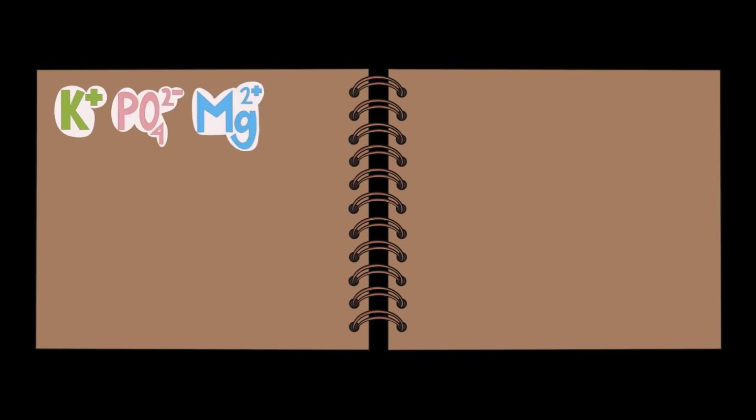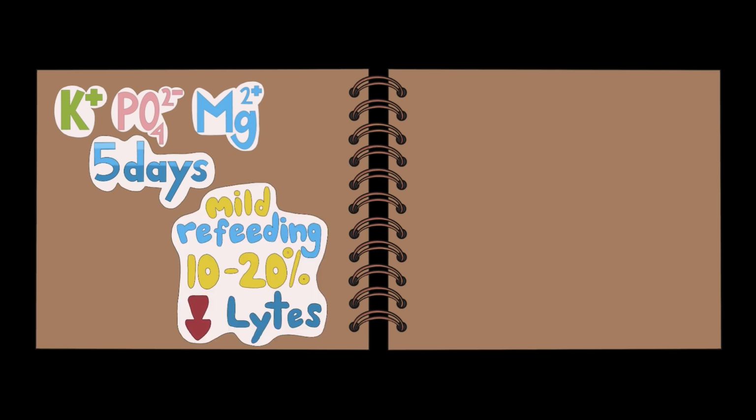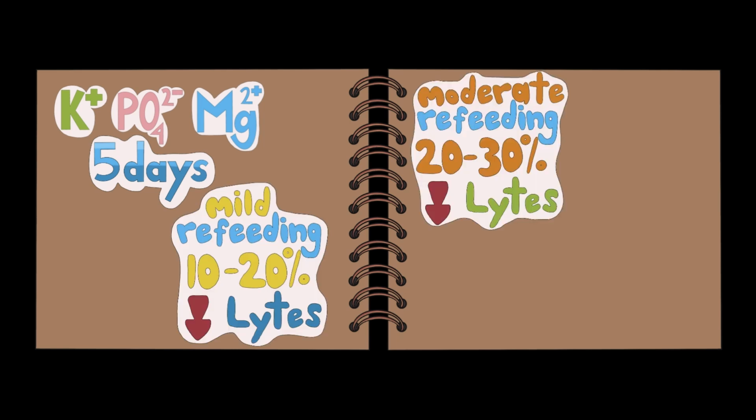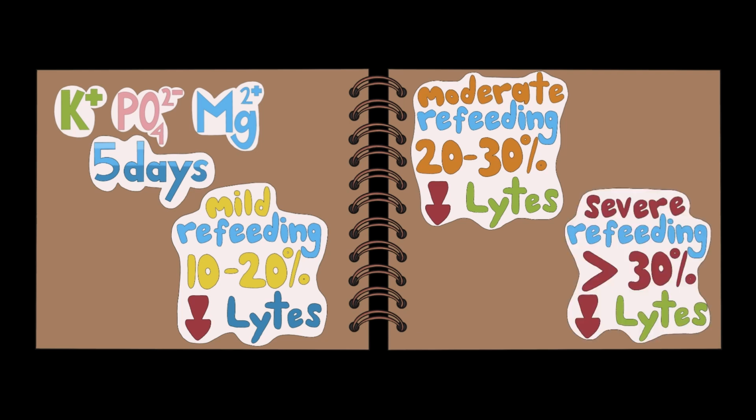ASPEN defines refeeding syndrome as a decrease in potassium, phosphate, or magnesium in the first 5 days after increasing energy provision. This could be a decrease in 1, 2, or all 3 of these electrolytes. Mild refeeding syndrome is a decrease by 10 to 20%, moderate refeeding syndrome is a decrease by 20 to 30%, and severe refeeding syndrome is a decrease of more than 30% and/or organ dysfunction resulting from abnormal electrolytes or severe thiamine deficiency.